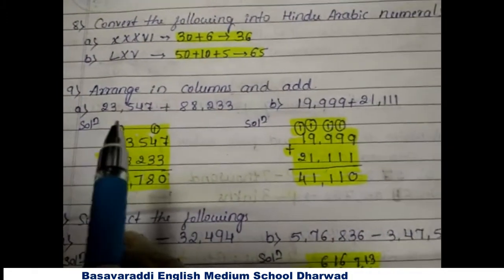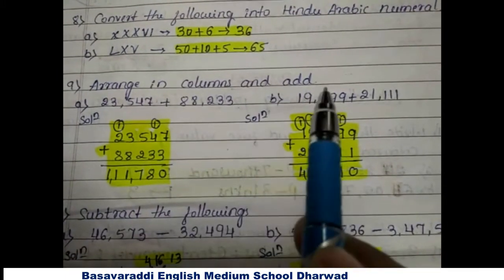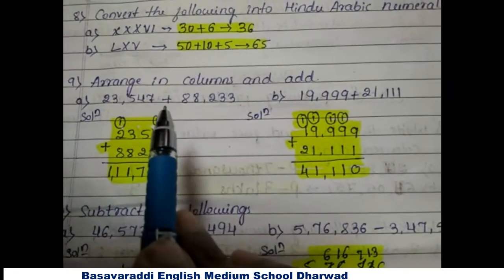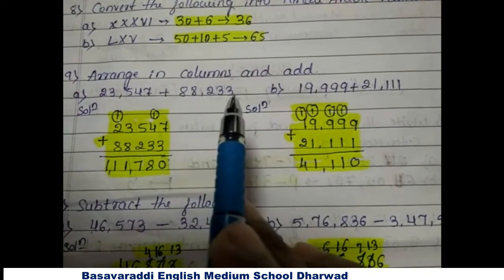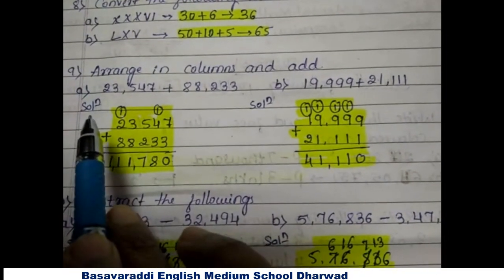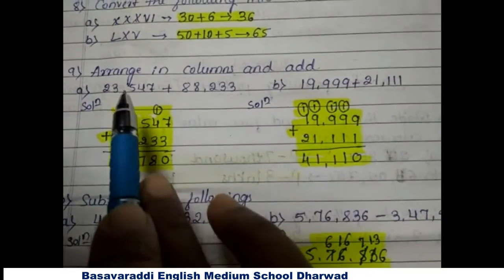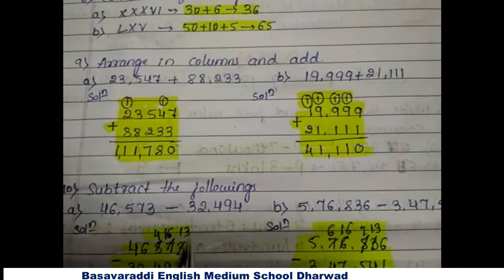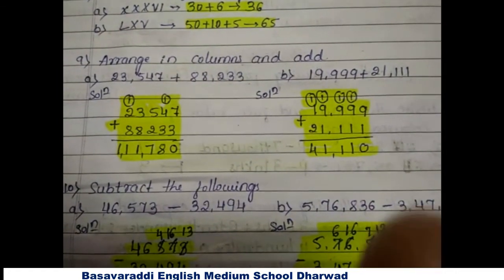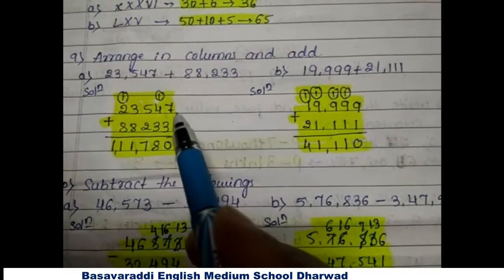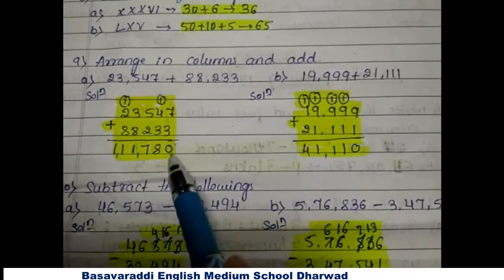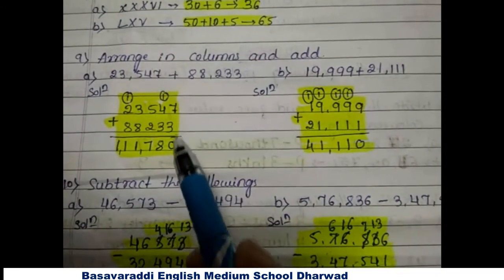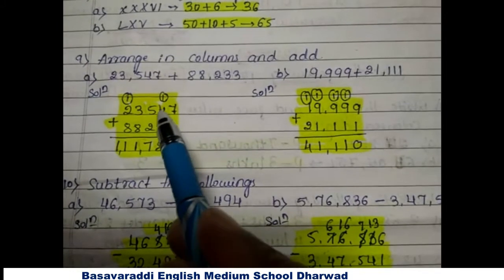The ninth one: arrange in columns and add. The first one, question A: 23,547 plus 88,233. The first step is to write the solution and arrange the given numbers column-wise. Then add from right to left, that means from the smaller place values to the greater place values. 7 plus 3 is 10. So write 0 in the ones place, 1 carried over.